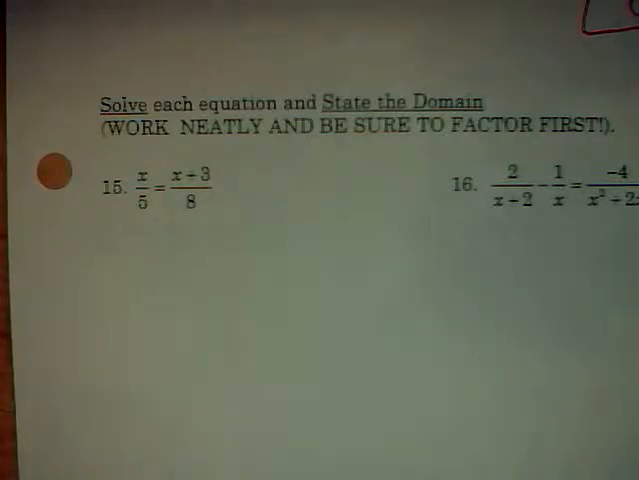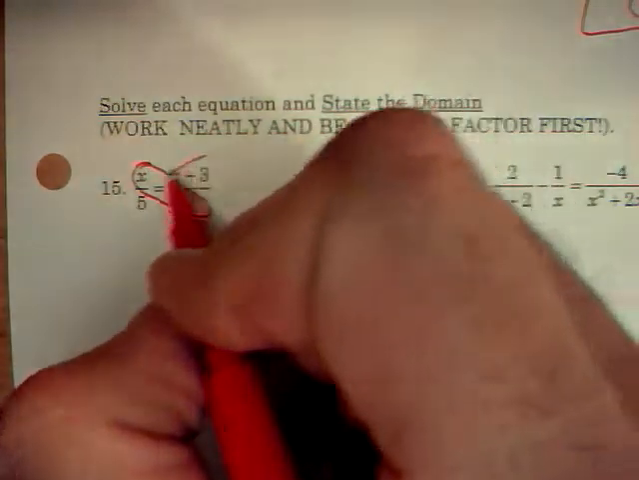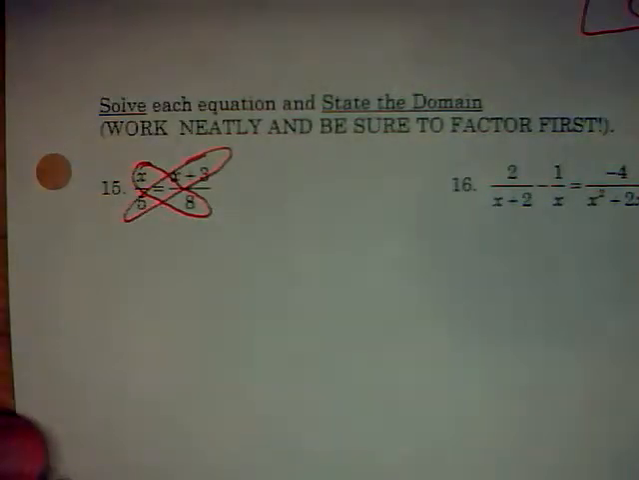Okay, in 15 and 16, we're going to go ahead and try to solve for x on these problems. So on number 15, here we have our proportion. Proportions are very nice when we're going to solve. We just cross multiply. We have a fraction equaling a fraction. That's how you can tell this is a proportion.